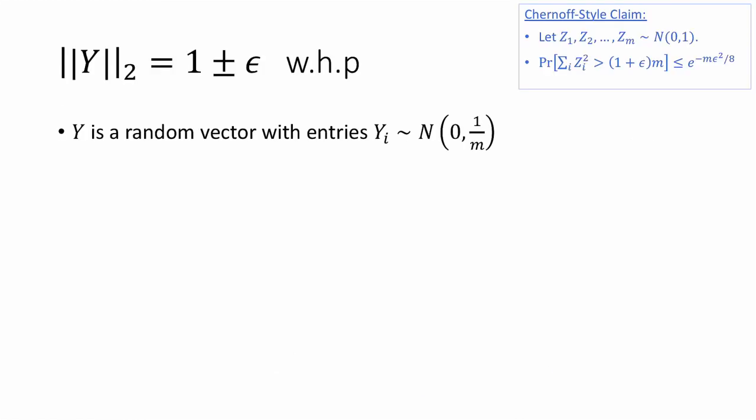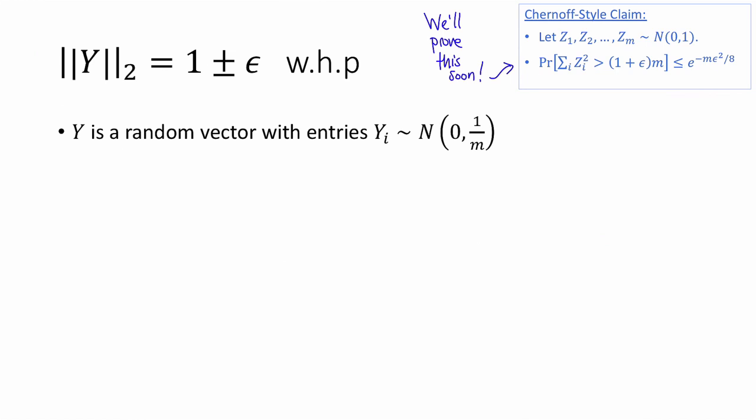In order to show that, we're going to make use of this Chernoff-style claim here up in the corner. If we have a bunch of independent Gaussian random variables, z1, z2, up to zm, then the probability that the sum of their squares is bigger than 1 plus epsilon times m is small, exponentially small in m. We'll prove this soon, but for now, let's assume it and finish the proof of the Johnson-Lindenstrauss lemma.